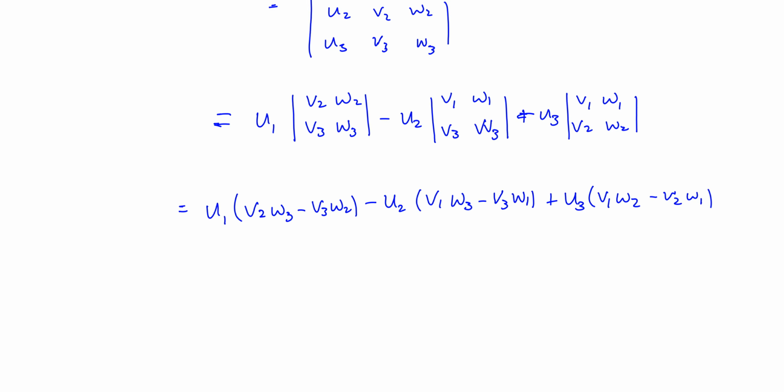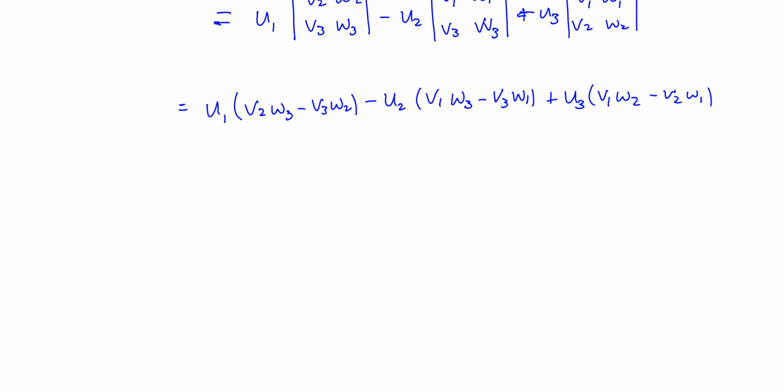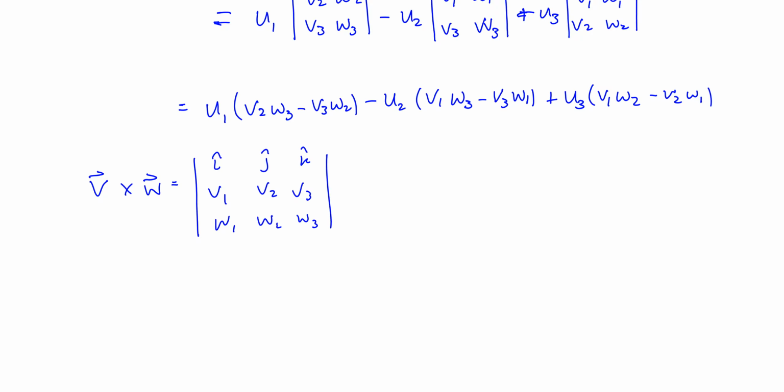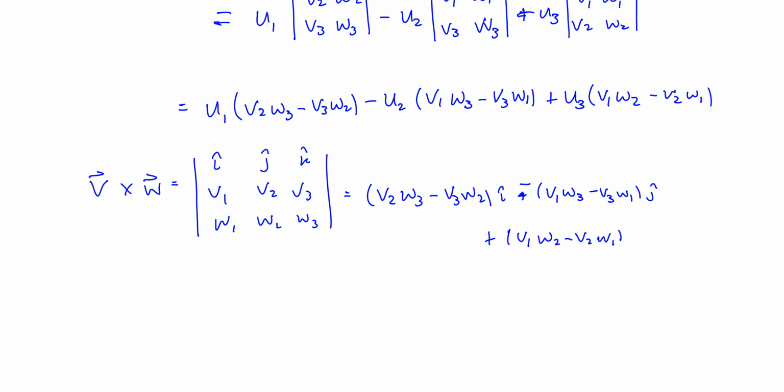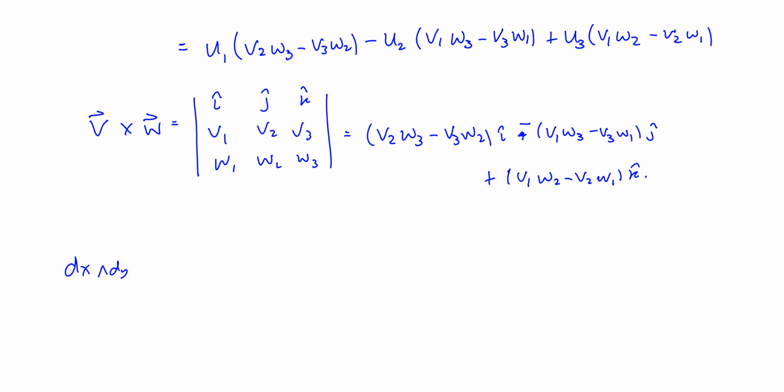It doesn't really look like anything too familiar, but let's think about something here. So if we take v cross w, and we work this out, this is exactly (v2 w3 minus v3 w2)i plus or minus (v1 w3 minus v3 w1)j plus (v1 w2 minus v2 w1)k. So what that shows me then is if we compare these two formulas, dx wedge dy wedge dz of (u, v, w) is the vector u dotted with the vector v cross w.